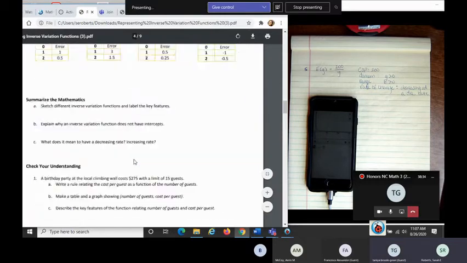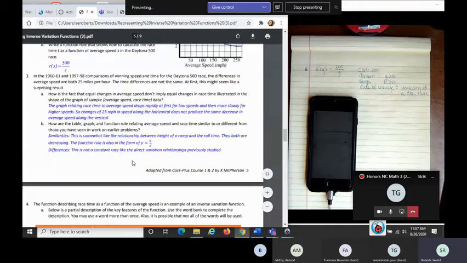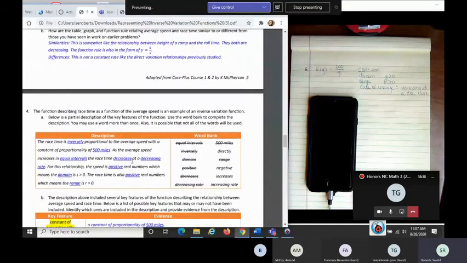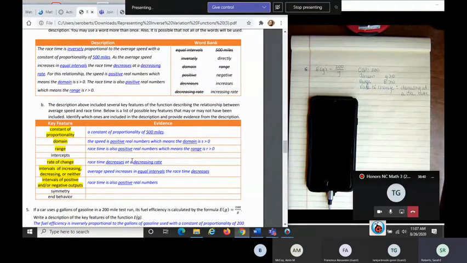from whatever day we had, Monday. Oh, it has a lot more of these. Rate of change we talked about. Intervals of increasing, decreasing. I guess we did talk about that. And race time is also positive.